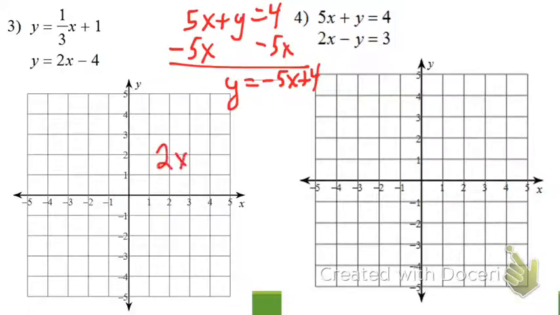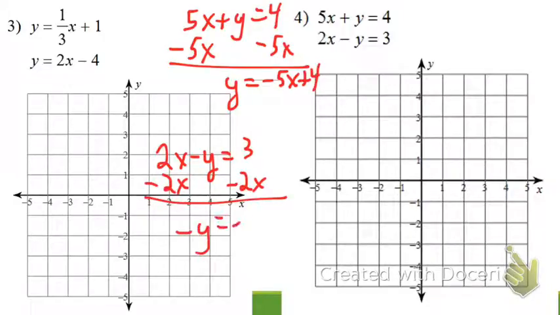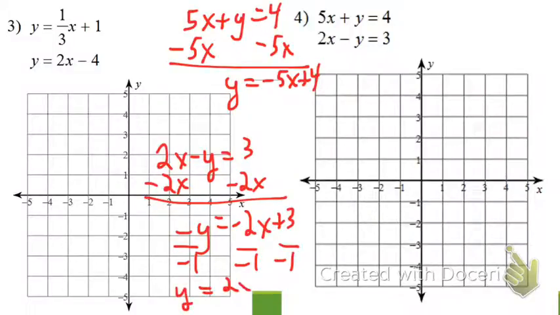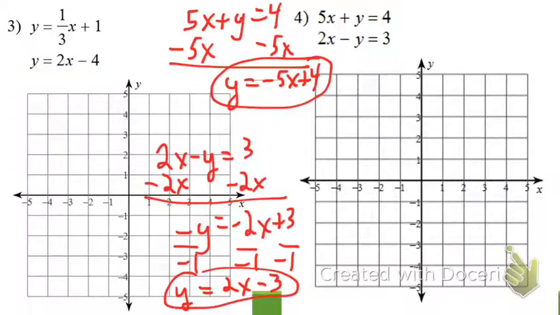Second one, be careful. When you move, you don't lose your negative. There's a negative y, so I'm dividing everything by -1. So y equals 2x minus 3. So I have -5x plus 4 and 2x minus 3.